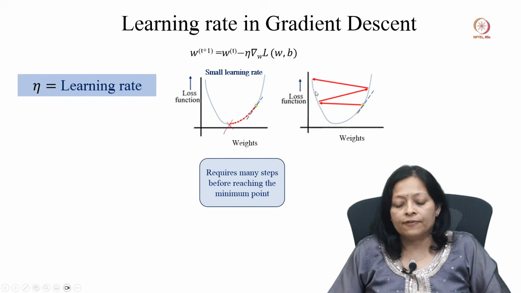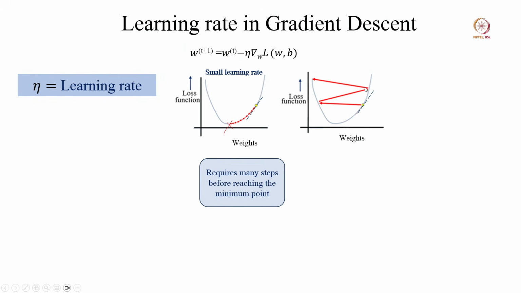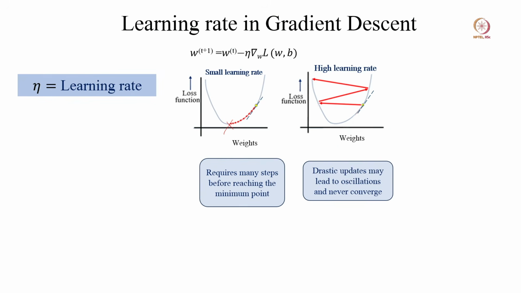Suppose my learning rate is very high, like this. We start from here and the learning rate is very high. Instead of coming down gradually, it drastically goes here, then again from here it goes there. In this case, if the learning rate is high, drastic updates may lead to oscillations and it can never converge. We can see that it is not coming to the point of convergence. It is just oscillating, so we miss the minima.